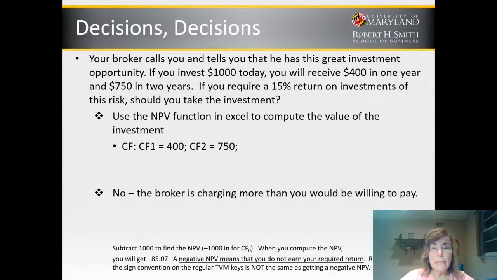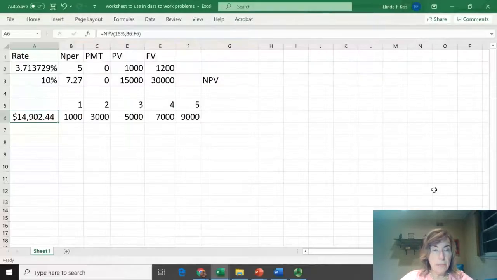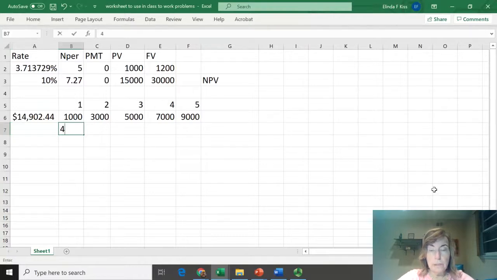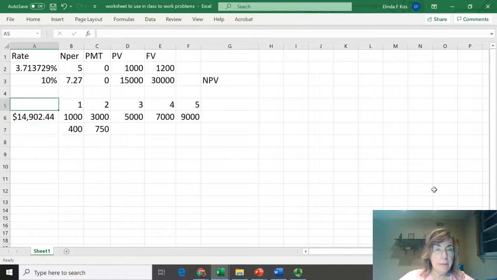Now I've got another NPV problem here for you. Your broker calls you and tells you he has this great investment opportunity. If you invest $1,000 today, you'll receive $400 in 1 year and $750 in 2 years. If you require a 15% return, is it worth it? Now, so here I've just got 2 cash flows, $400 and $750. Now I'm going to use again my NPV function.